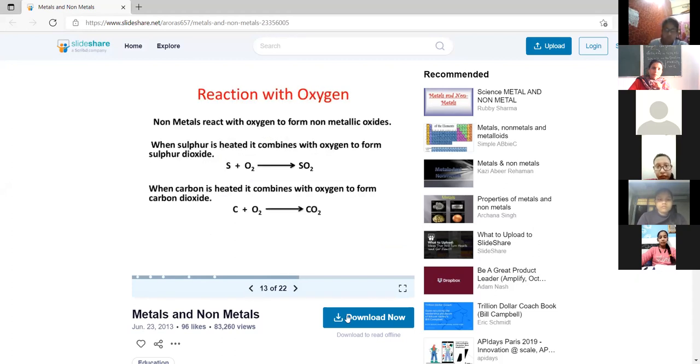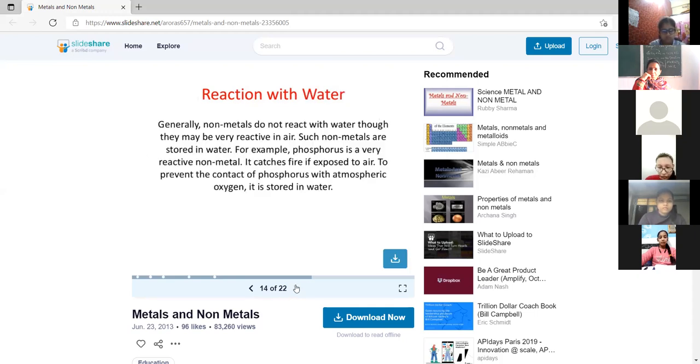Next. So up to here, those were the chemical properties of metals. Now we will be discussing the chemical properties of non-metals. Children, one thing is very important. Non-metals react with oxygen to form non-metallic oxides. A few non-metals are here: carbon plus oxygen gives carbon dioxide, sulfur plus oxygen gives sulfur dioxide. You know these formulas and reactions. Next, non-metals do not react with water.